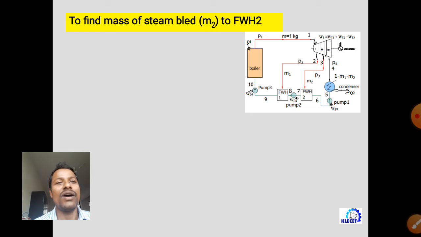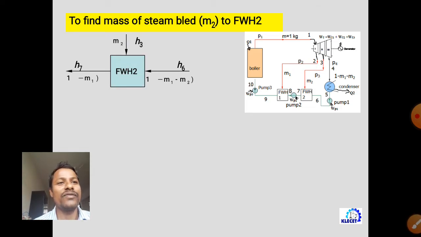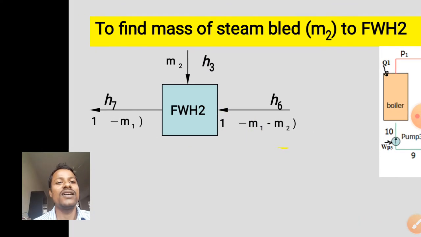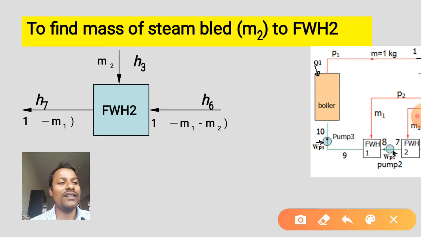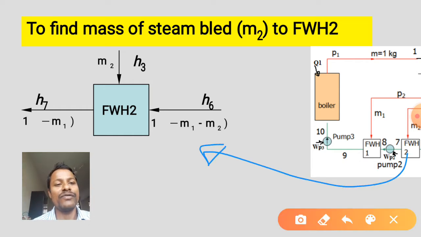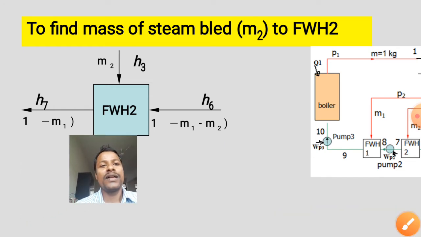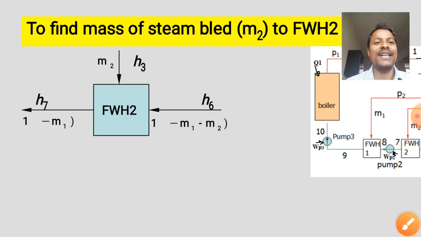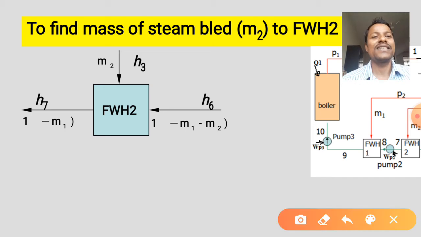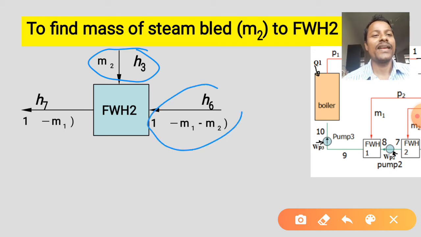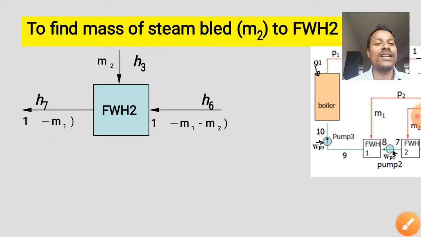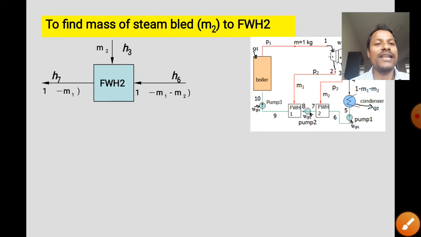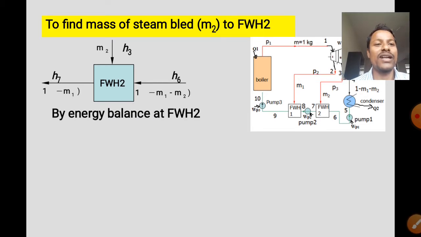So to find the mass of steam bled M2 in feed water heater 2, this is the view of feed water heater 2. As I have told you, this is the enlarged view of feed water heater 2. Here there are two inlet energies. One is M2 into H3, another one is 1 minus M1 minus M2 into H6. And the outlet is H7 into 1 minus M1. So we'll write the energy balance expression for feed water heater 2.